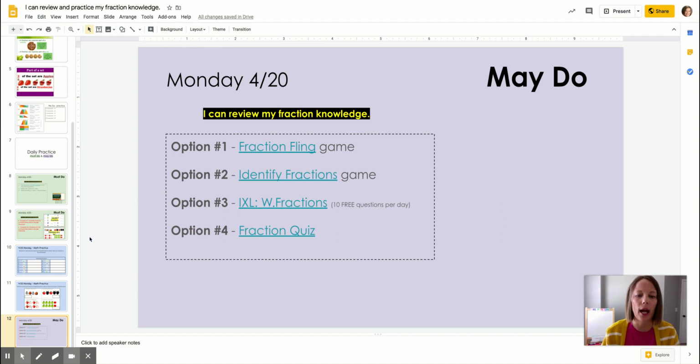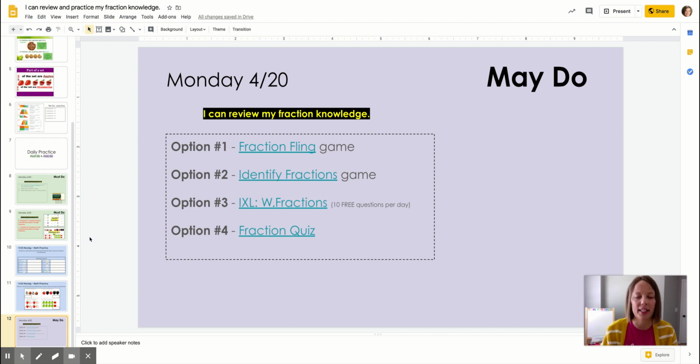The last one, option 4, is a fraction quiz. You can go on there and test yourself and see what you get on that quiz, and it might be kind of fun to send your score to your teacher. We would love to know how you did on your fraction review.